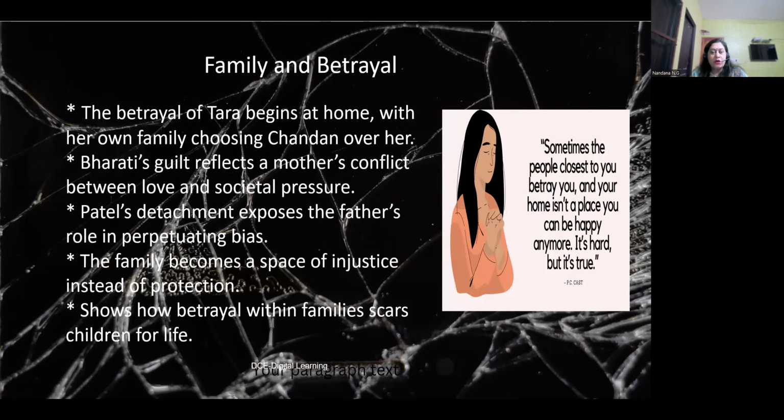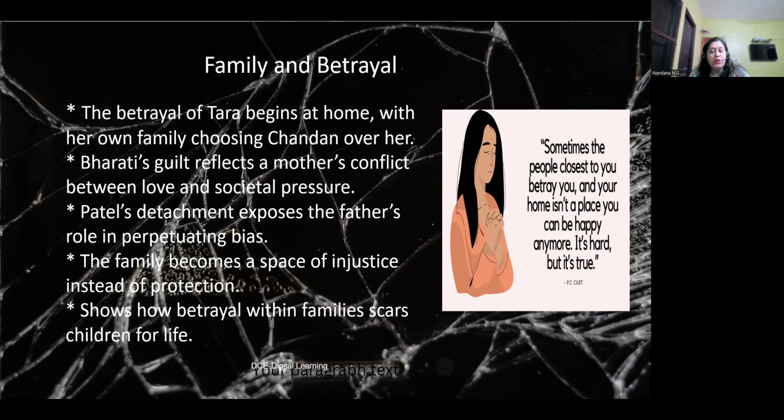Family and betrayal is the third most important theme of the play. The betrayal of Tara begins at home, with her own family choosing Chandan over her. Bharati's guilt reflects a mother's conflict between love and societal pressure. Patel's detachment exposes the father's role in perpetuating bias. Patel doesn't directly say the leg should be given to Chandan, but neither does he oppose the surgery. By being a silent accomplice, he makes sure that he represents patriarchy. The family thus becomes a space of injustice instead of protection for Tara.